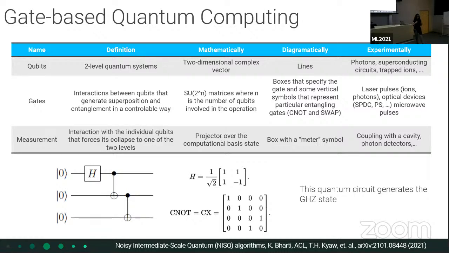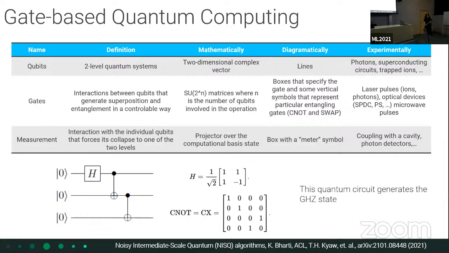And finally, we have the measurement, which is a very important part, of course, because in the end, we need to extract the information from our quantum computer. And for measurement, we need to couple our quantum system with us somehow, but at the same time without perturbing what is going on inside. So this is a very difficult task in the end. And that's why sometimes measurements take a lot of time in our computation.